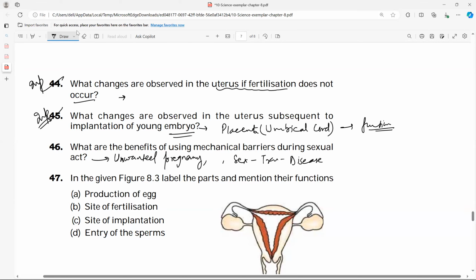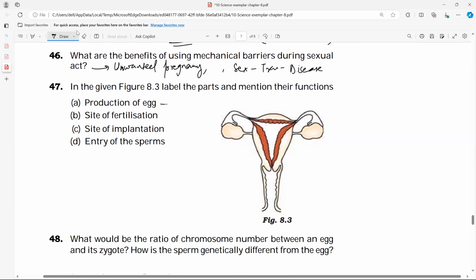Production of egg. Where does the egg get produced in the female reproductive system? In the ovary. Site of fertilization, tell me what is the site of fertilization? Oviduct, the fallopian tube. Site of implantation, uterus. And entry of sperm, vagina. Okay.